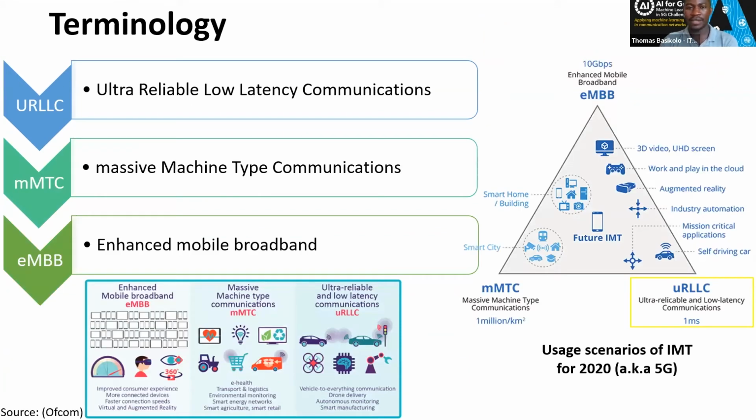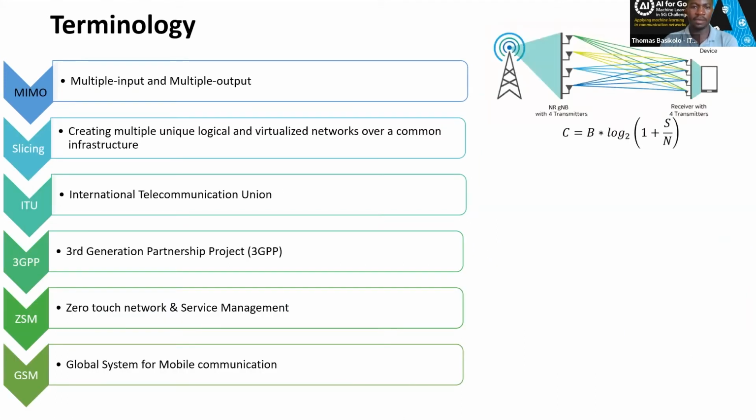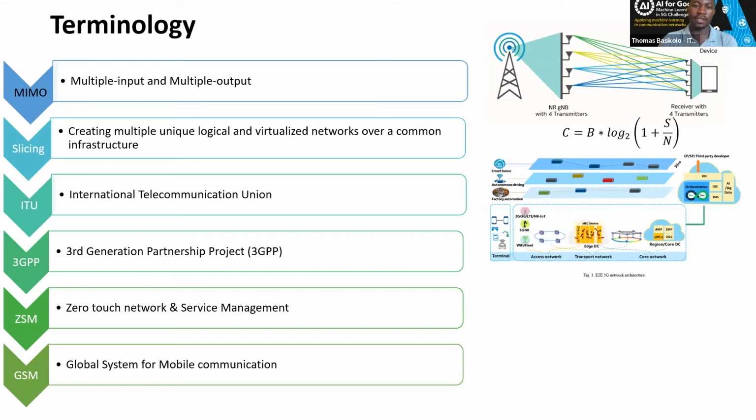You can have a slice that is using eMBB, and you can have a network slice on the same network, same infrastructure, but using mMTC, and another slice using URLLC. So these are some of the techniques that can also be applied in 5G.